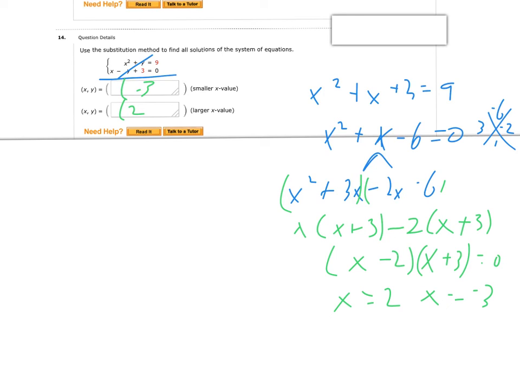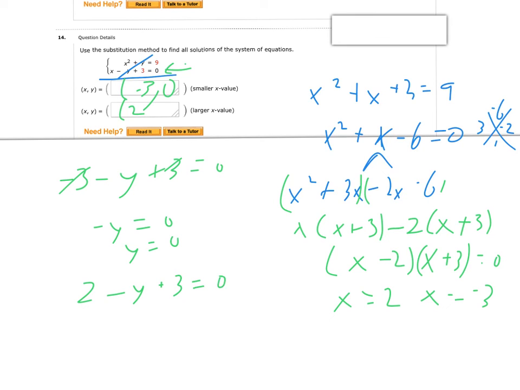So I'm going to plug those back in to this one right here, the original equation. One at a time, negative 3 for x: x minus y plus 3 equals 0. That would mean that negative y equals 0 because these terms cancel out. And so then y would equal 0. Keep that with the negative 3 there. Then I'll do the same thing with the 2. So 2 minus y plus 3 equals 0. Negative y plus 5 equals 0. And 5 equals y. So that one will go with a 5.